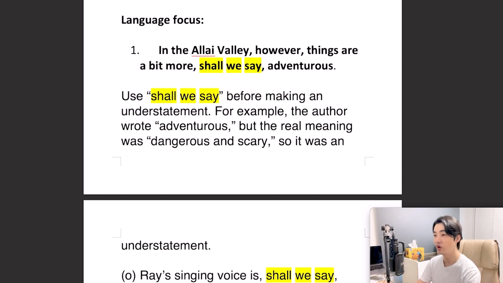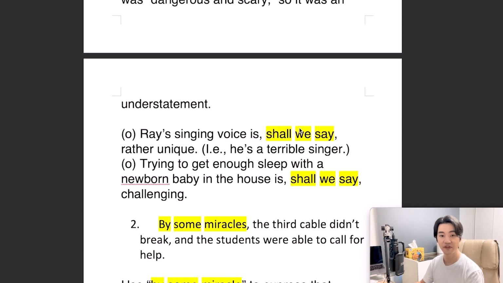For example, the author wrote "adventurous," but the real meaning was dangerous and scary, so it was an understatement. Okay, first we need to understand what an understatement is. 절제된 표현. But in this situation, there is also an element of sarcasm, 비꼼, in a lot of the sentences when we say, shall we say? So I'm going to give you the example here because it's a very good example.